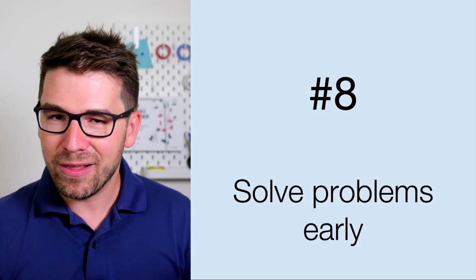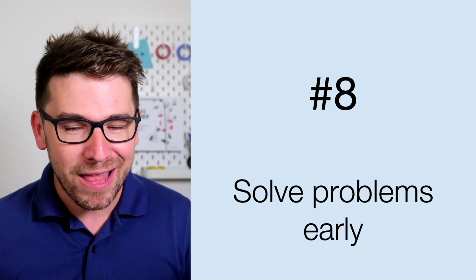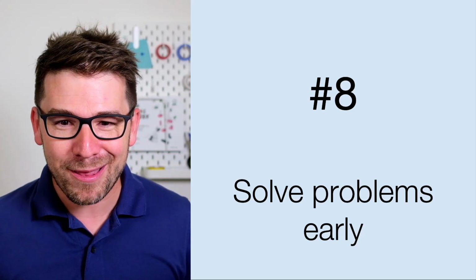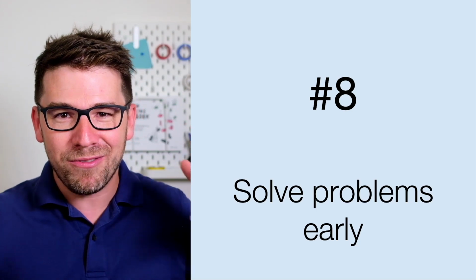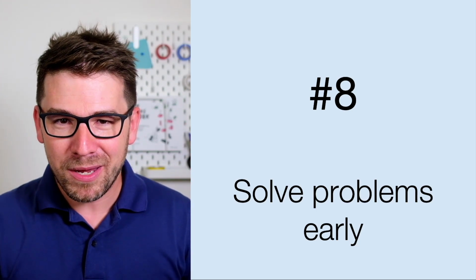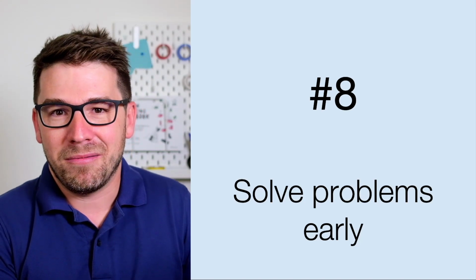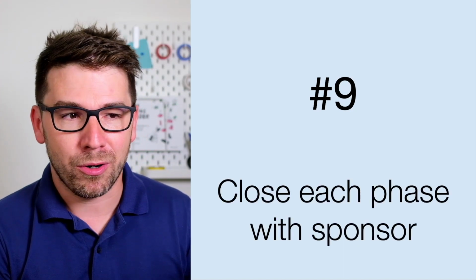And number 8 is just, I mentioned it already, solve problems early. If you have a feeling that something might be delayed, a deliverable might be compromised, or something like that, or some team members do not give the time promised, just speak up, talk to the sponsor, communicate early. That's your main role.